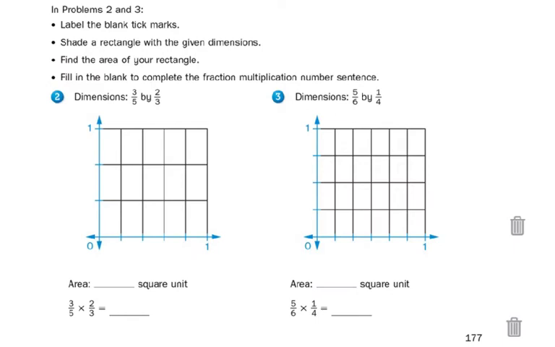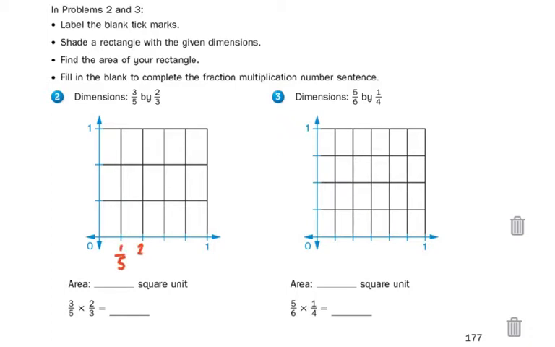In problems 2 or 3, label the blank tick marks, then shade a rectangle with the given dimensions. Thirdly, find the area of your rectangle. And fourth, fill in the blank to complete the fraction multiplication number sentence. So the first thing I'm going to do is fill in the blank tick marks. So 1, 2, 3, 4, 5 equal parts.